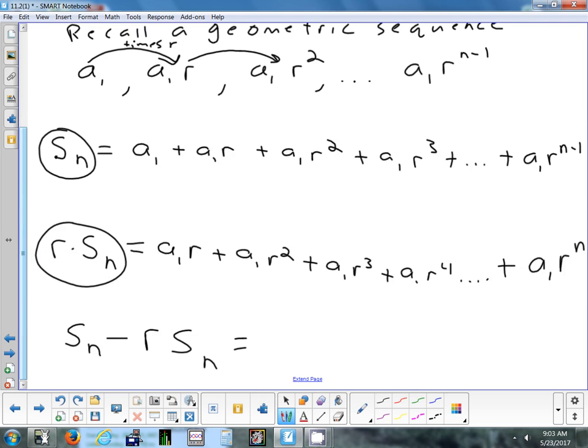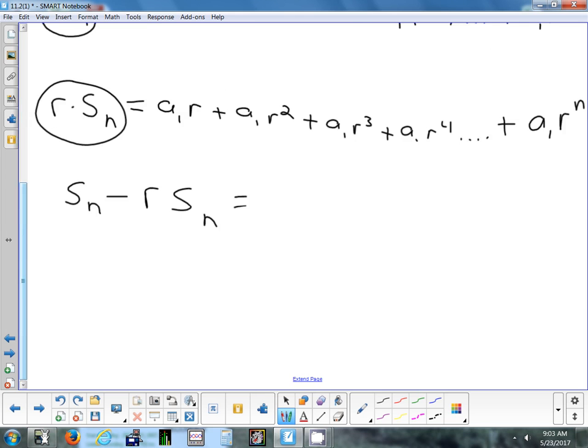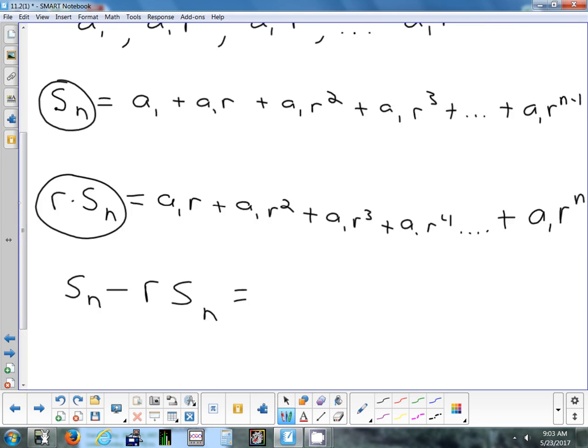So if we subtract them, let's look at this term. Does this term appear in both sequences? Yes. So if you subtract them, that term would cancel out. How about a sub 1r squared? Does that appear in both? Yes. So if you subtract them, that would cancel out.